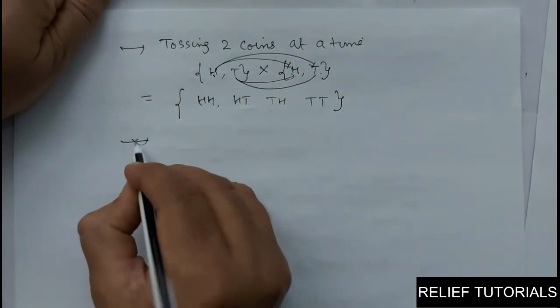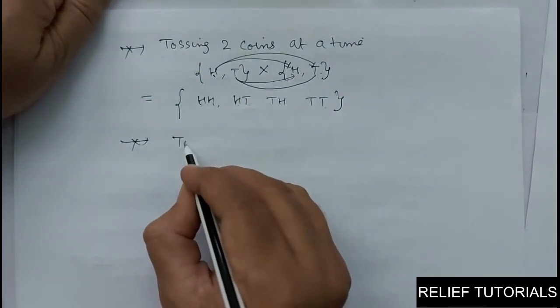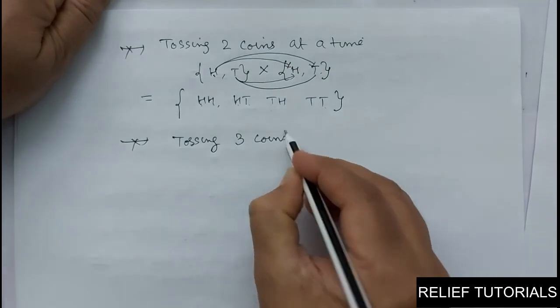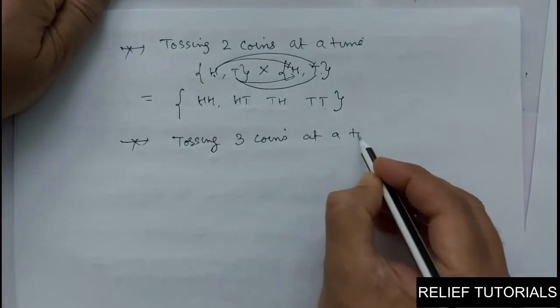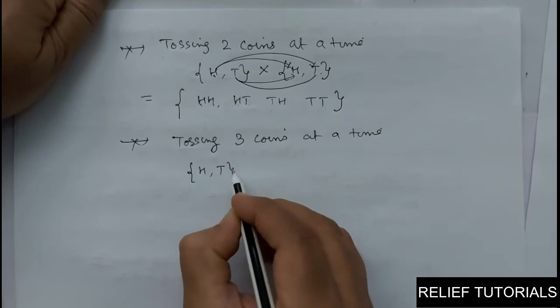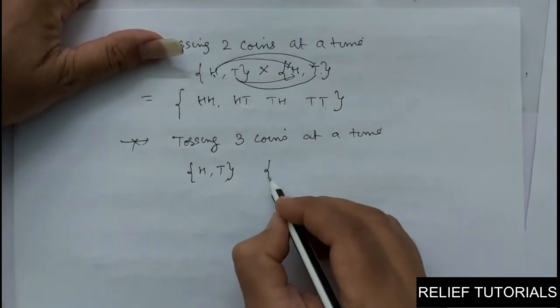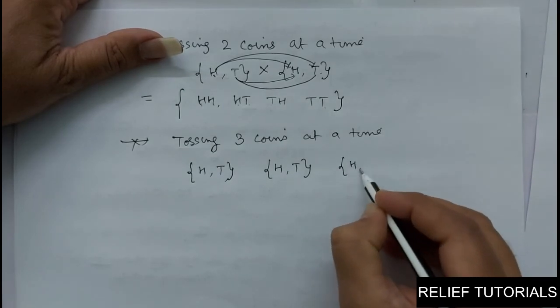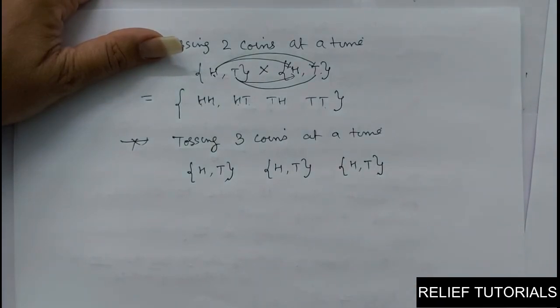Now, similarly, tossing three coins at a time. Suppose your friend and you toss. You will get two outcomes, head and tail. Your friend gets two outcomes, head and tail. Your second friend also gets head and tail. So three friends are tossing a coin, and these are the outcomes of the three of you.